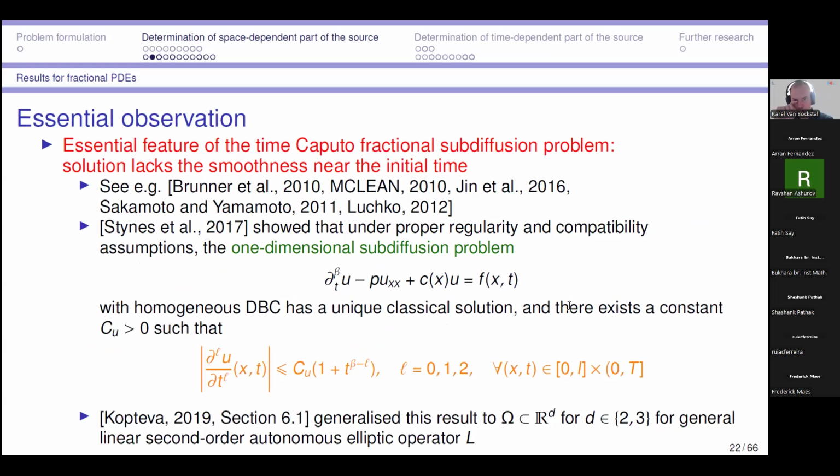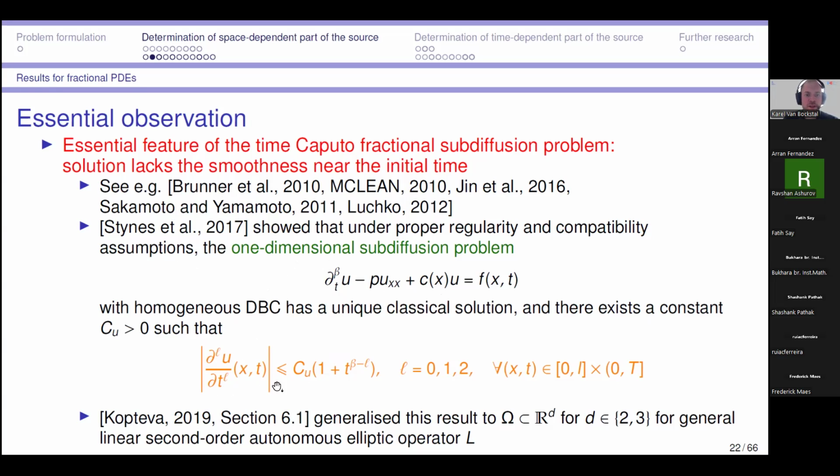With non-smooth solutions, it's already on the slide. So I refer to the characteristic feature of Caputo fractional subdiffusion. A problem is that there is no smoothness at initial time, because the time derivative of u will blow up. Noticed in many papers, Stynes in 2017 showed estimates of the solutions for a 1D problem with constant p, c depending on x. He showed this bound on the time derivatives of the solution.